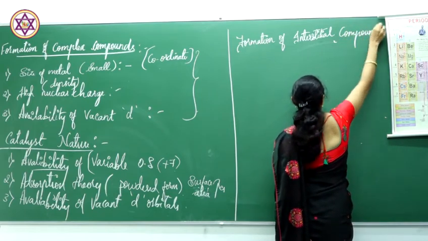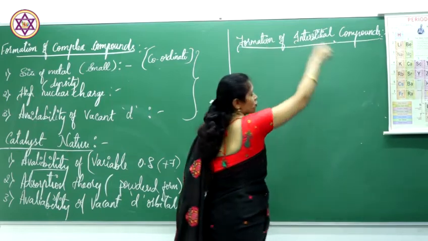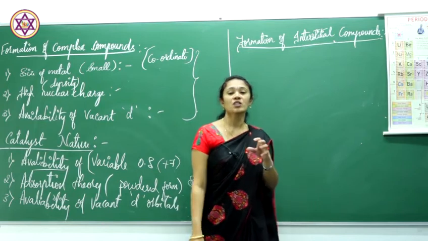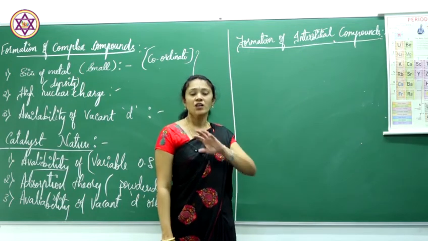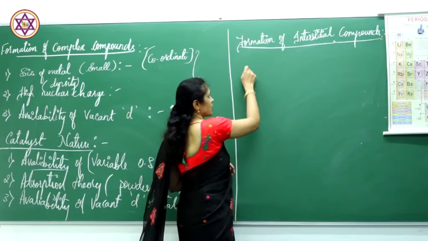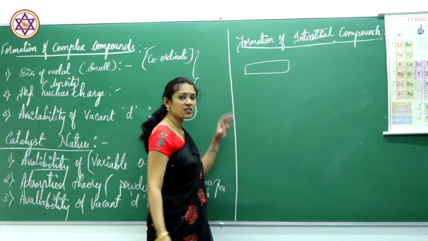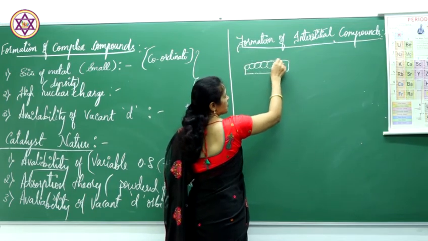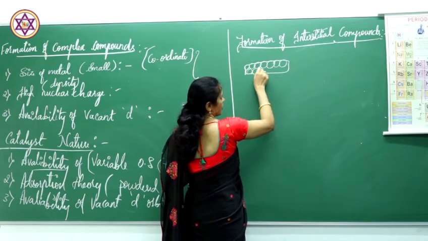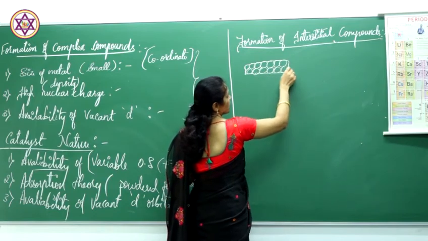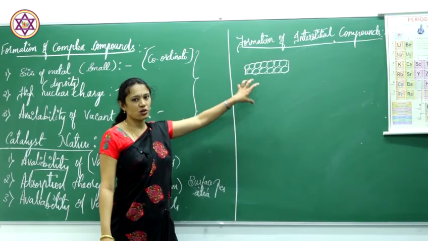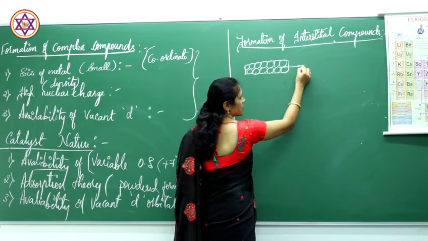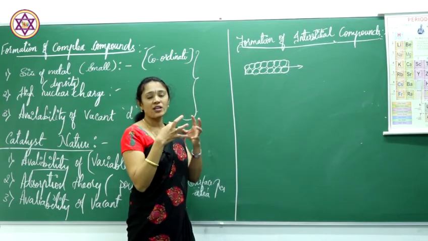What are these interstitial compounds? How are they formed? Let us know now. Interstitial compounds: you all know that any metal, if I take an iron rod, is made up of small atoms. When these atoms combine together, they form an element or a metal. In this, there is an empty space in between the combining of atoms.